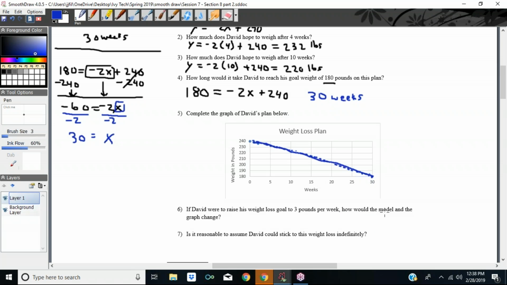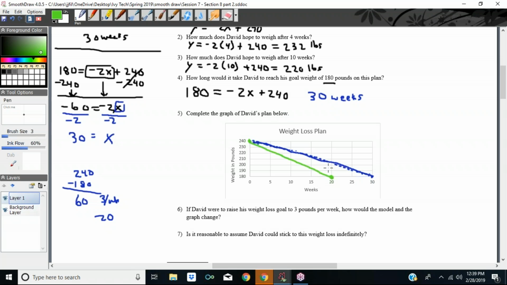It says if David were to raise his weight loss goal to 3 pounds per week, how would the model in the graph change? So let's think about it. He's going to lose 3 pounds per week. So if he wanted to get to 180, if you wanted to lose that 60 pounds at 3 per week, how many weeks would it take him? It would take 20 weeks, right? So that means he would be at 180 at 20 weeks instead of 30 weeks, starting off in the same place. And this line would go like this.